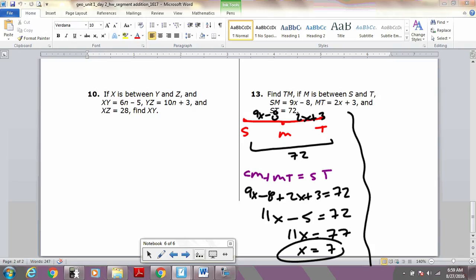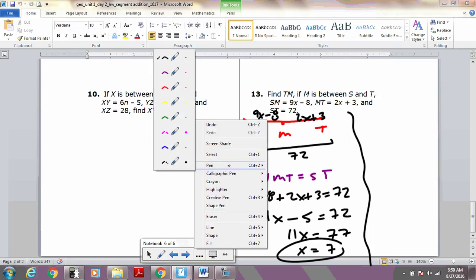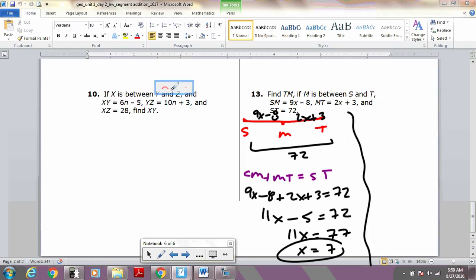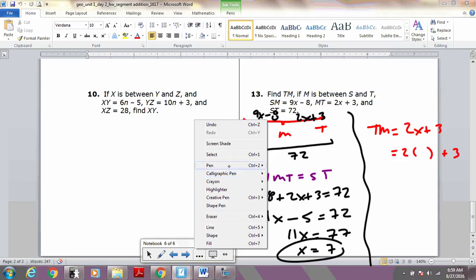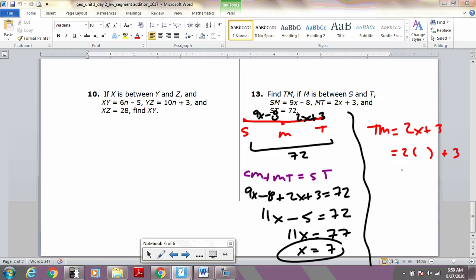That was a nicer problem to end on. And the last thing we have to do is find TM, which is 2x plus 3. So that's 2 times 7 plus 3, which is 14 plus 3, or 17.